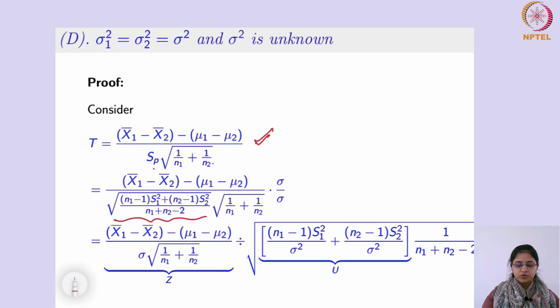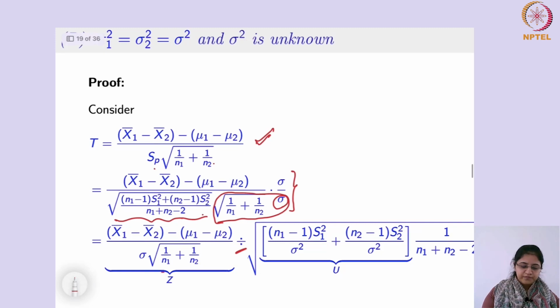Now you can substitute the value of the pooled standard deviation, that is the square root of the weighted average of these. And here what we are doing is multiplying and dividing by sigma, because we need to rearrange the terms. Fine. Now what we can do is take this sigma and this term over here. So this can still remain in the denominator, and we would write it divided by this term over here, and this entire thing that we have.